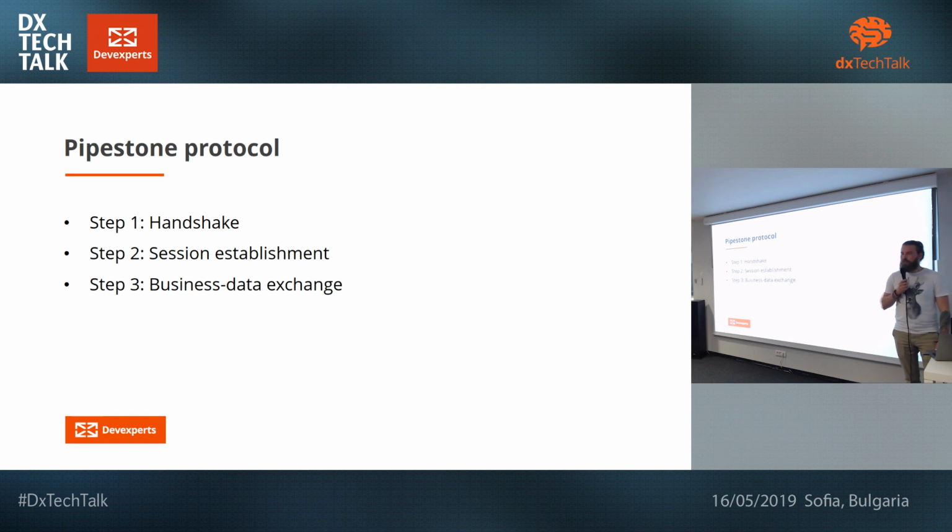Each and every interaction within the Pipestone protocol happens in three steps. The first one is handshake, and step two is session establishment or management. And the third step is the most important one. It's the actual working cycle of the protocol. It's business data exchange. Let's follow these steps.